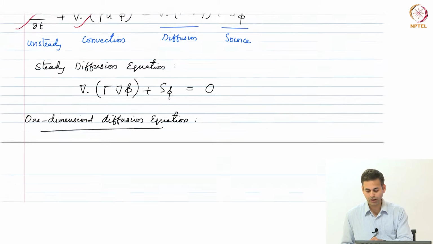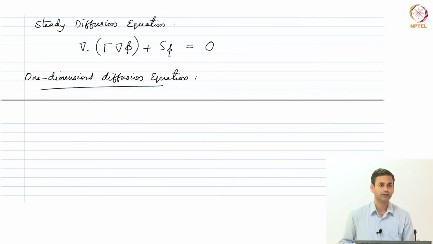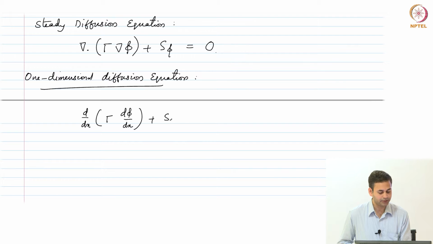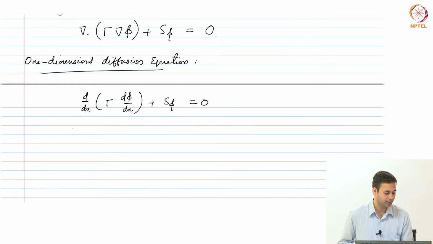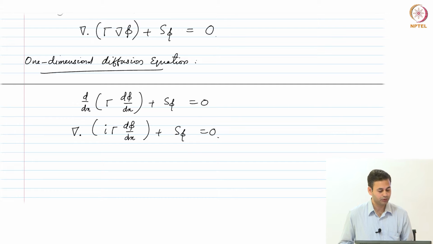Okay, so we already saw that the first step is to integrate the governing equation on a control volume. If I were to write the 1D equation, that would read, del dot, let me first write the 1D form. So essentially d by dx of gamma d phi dx plus S phi equals 0, and we would write it in a more convenient form, that is del dot I gamma d phi dx plus S phi equals 0, so that we can now integrate this equation on a control volume.